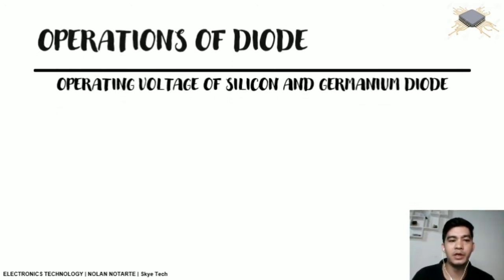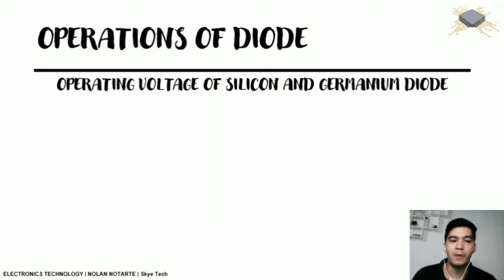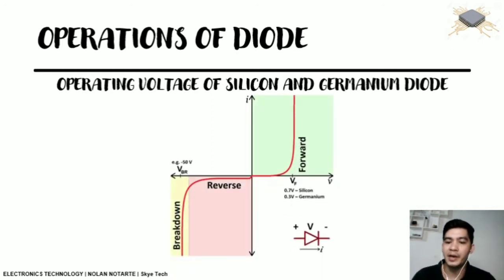Okay, so ngayon, let's have the operations of diode. Operating voltage of silicon and germanium diode. So, meron dalawang type ng diode. Meron germanium and silicon diode. So, kung makikita niyo po sa graph, we have two different voltages, 0.7 volts for silicon, and then 0.3 volts for germanium. Ano pong ibig sabihin yan? Ang tawag po dyan ay tinatawag na operating voltage.